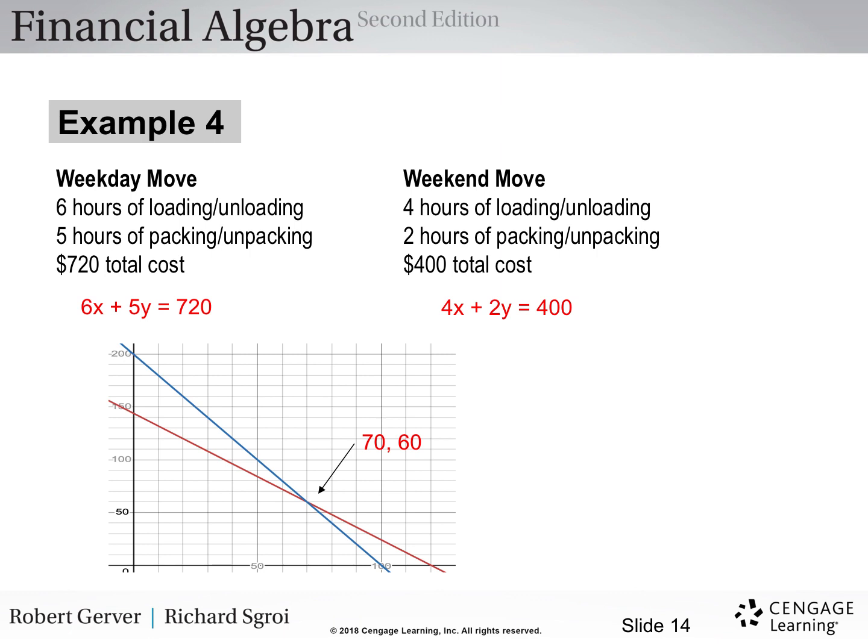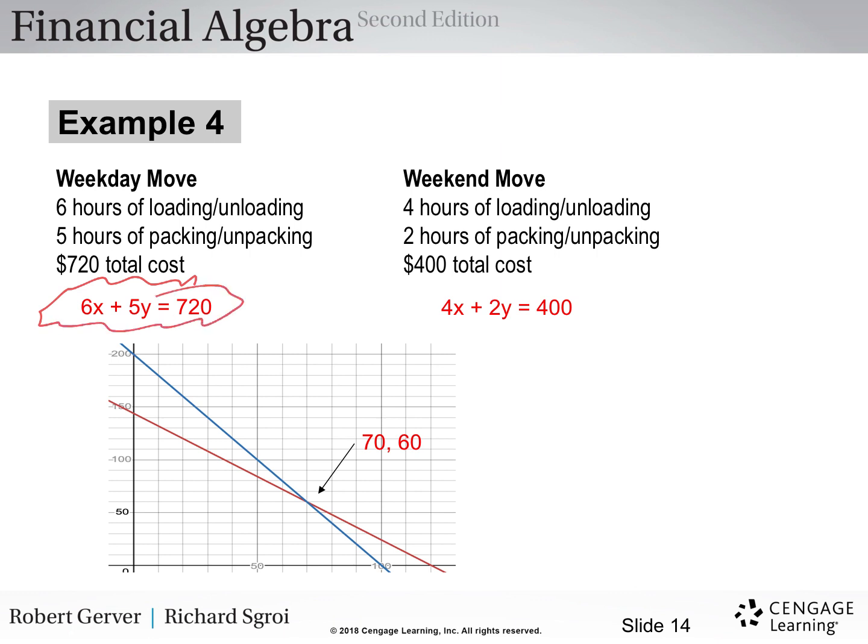Okay, so what I've done here is I've taken each of the estimates that the moving company gave. First of all, for a weekday move, with 6 hours of loading and unloading, 5 hours of packing and unpacking, for a total cost of $720. So I've said 6 times X, where X represents the hourly rate for loading and unloading, plus 5 times Y, which is the hourly rate for packing and unpacking, and that is equal to 720. So that's this equation right here.